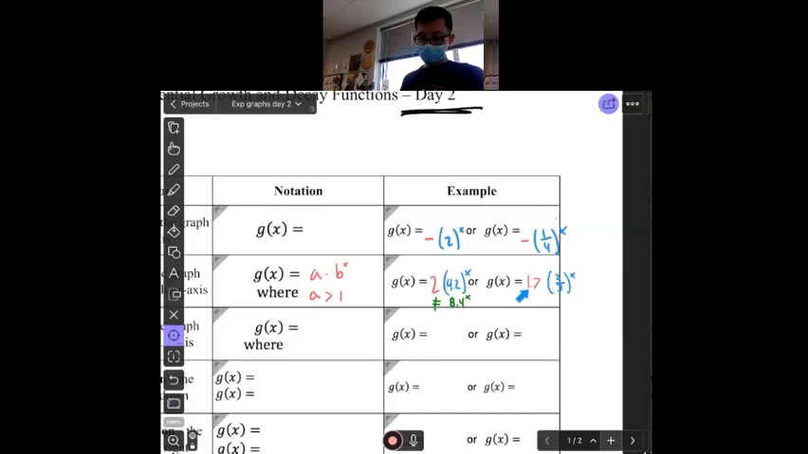That's bigger than 1, so it's a stretch. That's less than 1, so it's decay. That's bigger than 1, so it's a stretch. That's bigger than 1, so it's growth. So this would grow faster. This would decay faster. That's what the stretch would do to it.